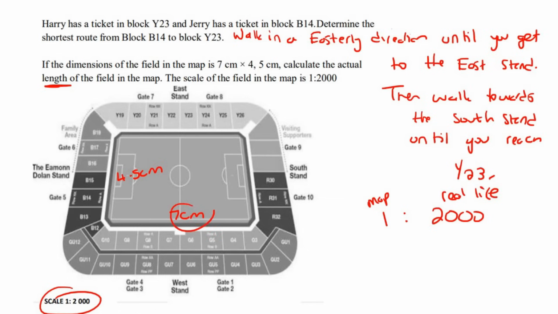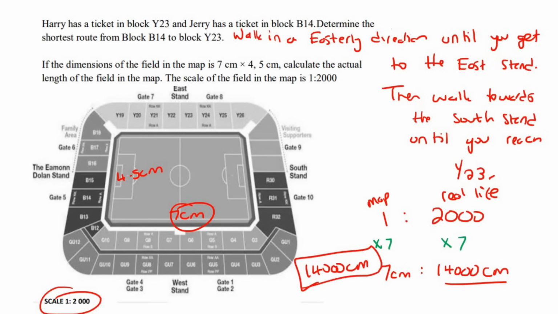So if we have a 7 centimeter length, to go from a 1 to a 7 on the map, you multiply by 7. But what you do to this one, you also have to do to this one. And so that's going to give us 14,000. Now remember, this is measured in centimeters. They didn't say we have to convert it into meters. It just says calculate the actual length of the field on the map, so we can just leave it as 14,000 centimeters. If you did convert it, that's not wrong. There's nothing wrong with that. 14,000 centimeters.